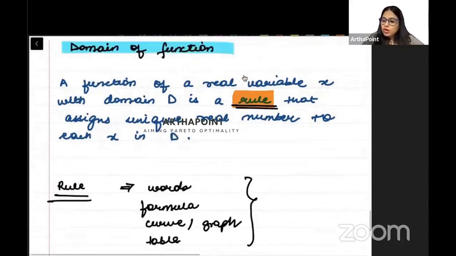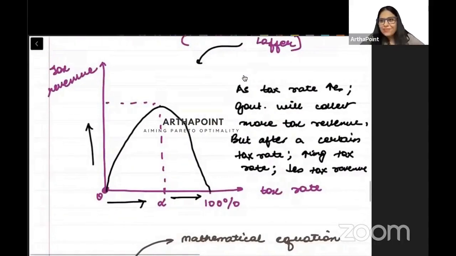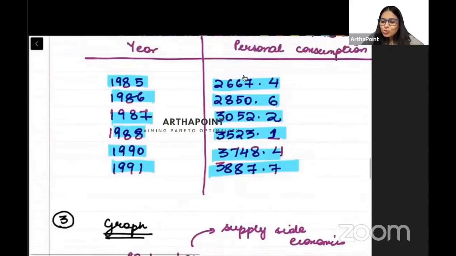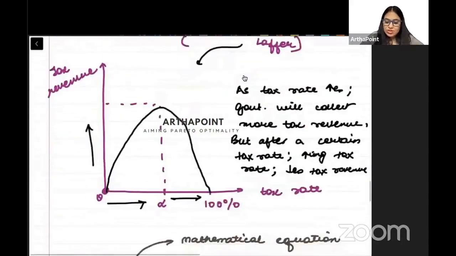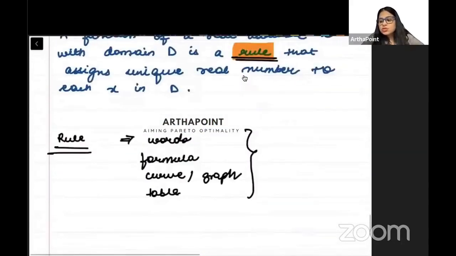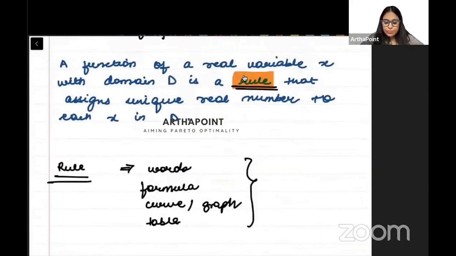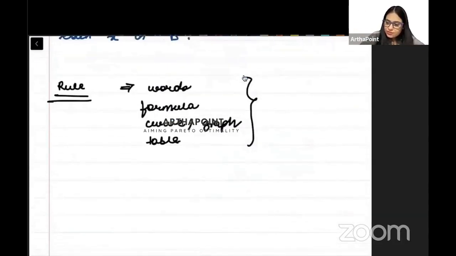When you show through a graph, showing through a graph is also a rule. When you show through a table, showing through a table is also a rule. So the word rule is used in a very broad sense. Rule को हम बहुत ही broad sense में use कर रहे हैं. पहली बात समझो. That's the first thing.